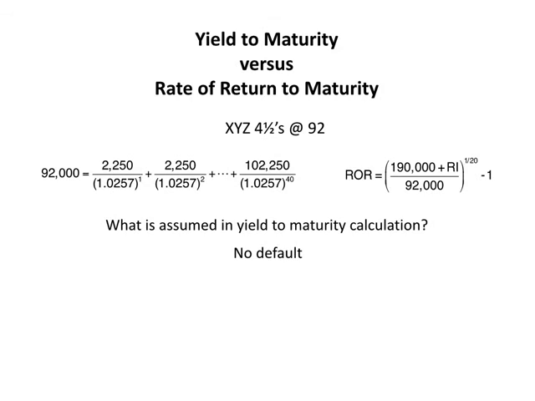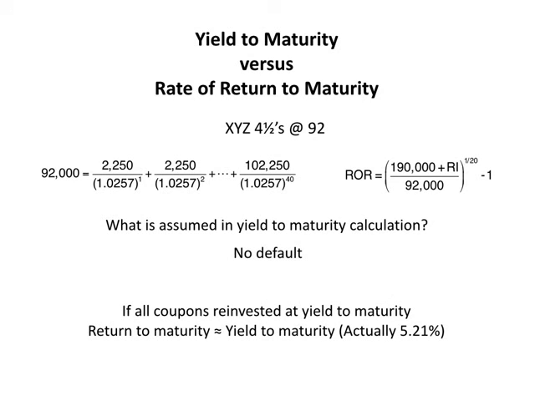What would the rate of return to maturity be if a bondholder were to reinvest all the coupons at a reinvestment rate exactly equal to the yield to maturity? Without delving into the mechanics of the actual calculation, it turns out that for an annual pay bond, the rate of return to maturity would equal the yield to maturity at the time of purchase.